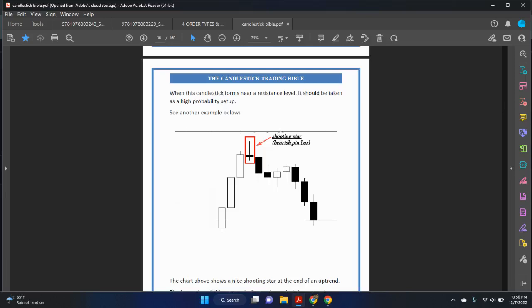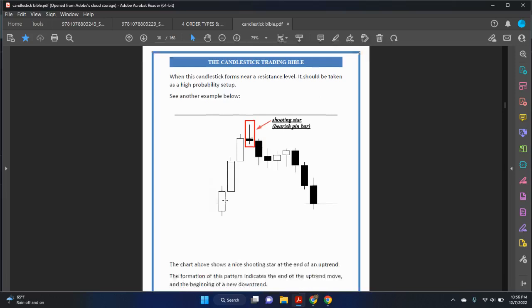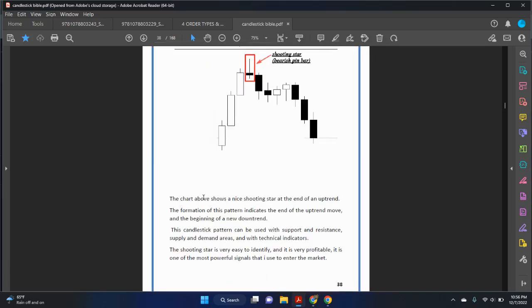So say for instance, this is your resistance level here that I have. Let's look at the chart. The chart above shows us a nice shooting star at the end of an uptrend. The formation of the pattern indicates the end of the uptrend move and the beginning of a new downtrend. This candlestick pattern can be used with support and resistance, supply and demand areas, and technical indicators.